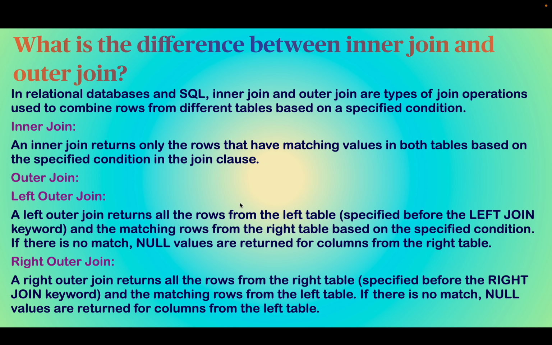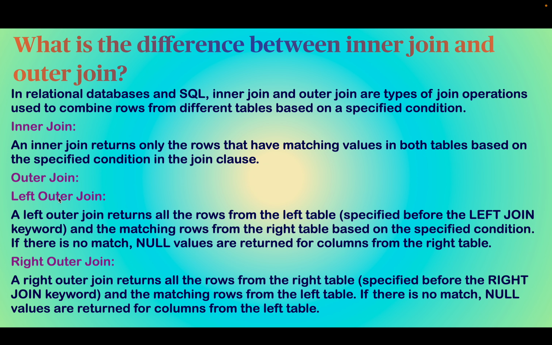Suppose my left table is department and I have IDs 1, 2, 3, 4, and in the employee table I have IDs just 1, 2, 3. So if I use left outer join, it will return all the four rows from the department table, and for those columns of the employees in the join result, it will return null. So left outer join returns all the rows from the left table based on the condition, and if there is no match, it will still return the columns from the right table, but with null values.